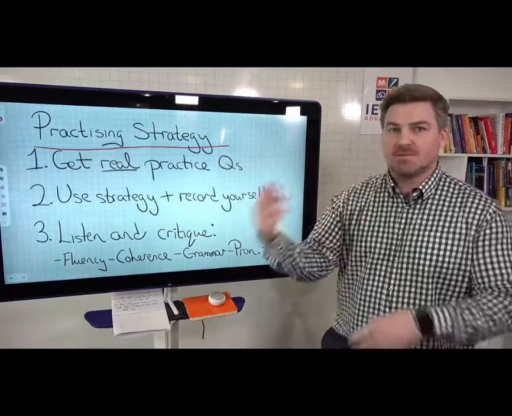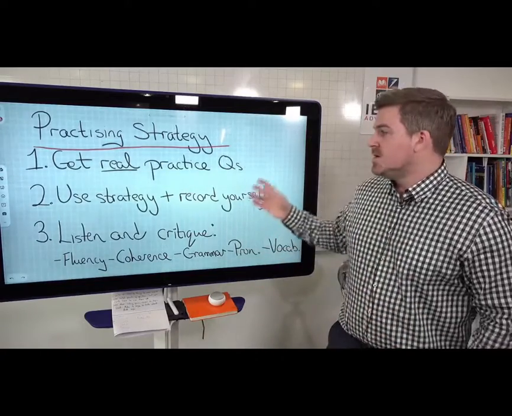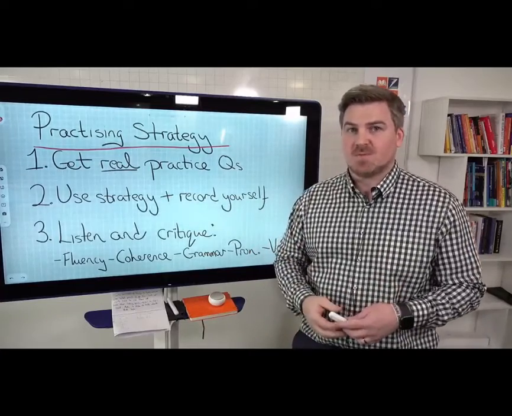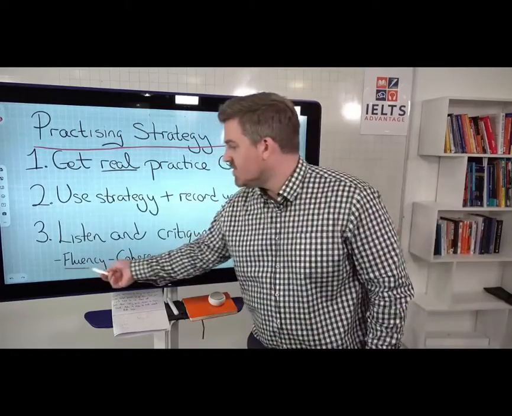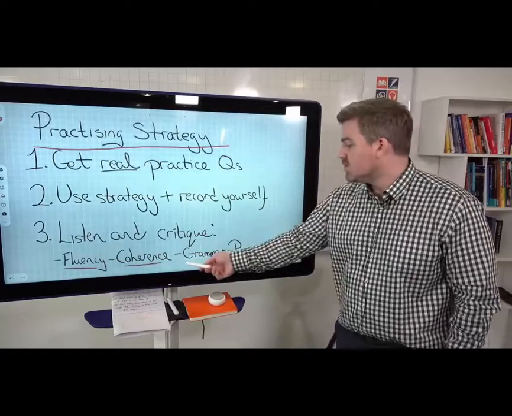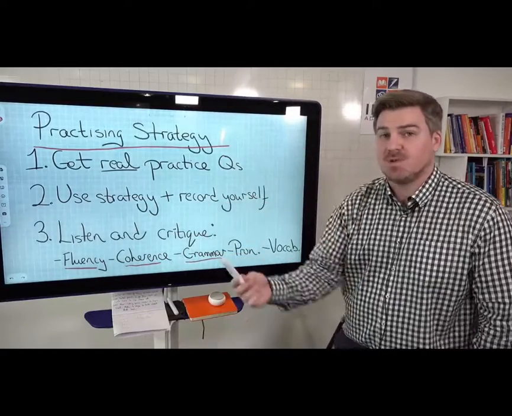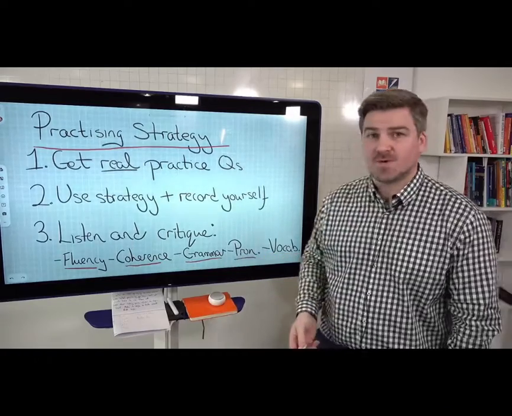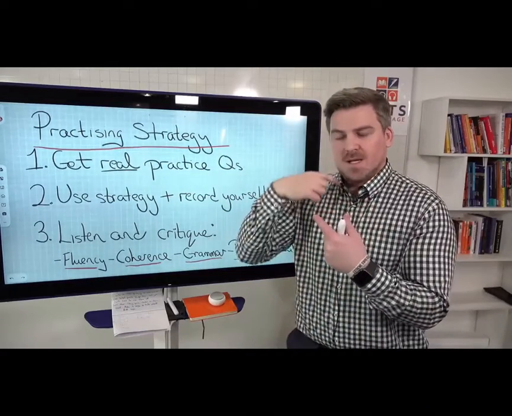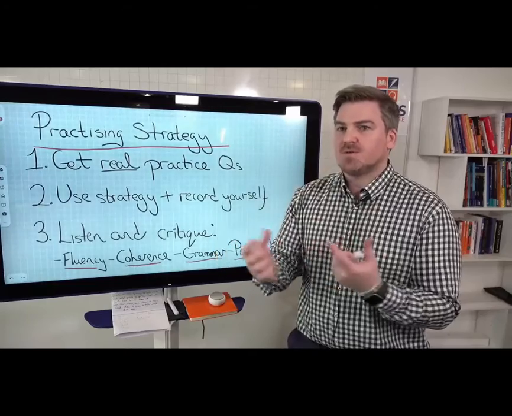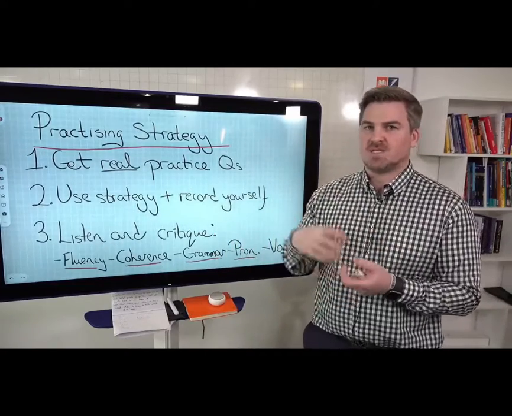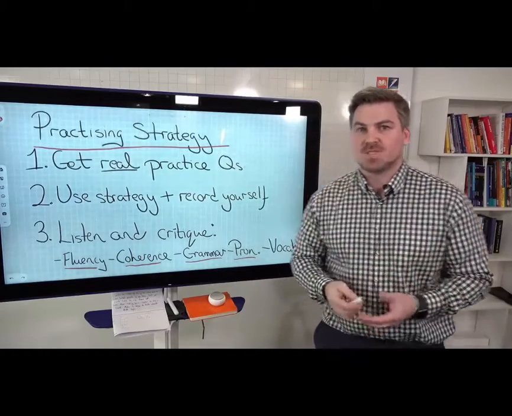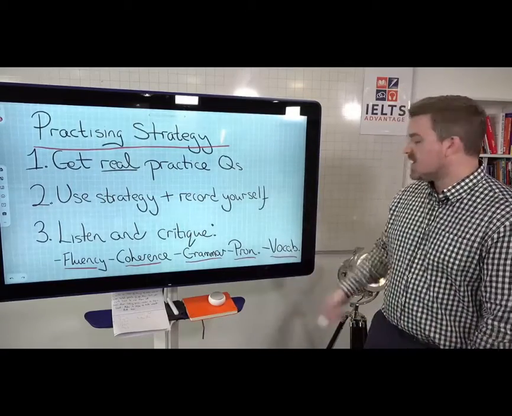And if you do that over and over again, you're practicing speaking part two, you're becoming more comfortable with speaking part two, but you're improving your fluency, you're improving your coherence. You're going to improve your grammar because you're going to spot lots of grammar mistakes and you're going to try and fix those. You're going to improve your pronunciation because you might pick up on some pronunciation errors, or you might pick up on the fact that your intonation is a little bit off, or your connected speech or sentence stress or things like that, and your vocabulary as well.